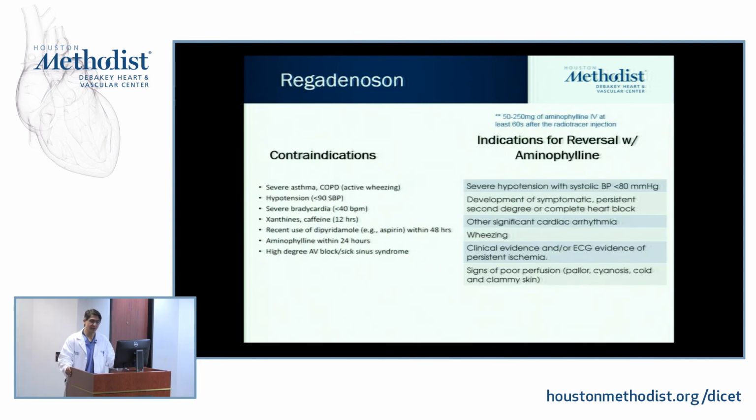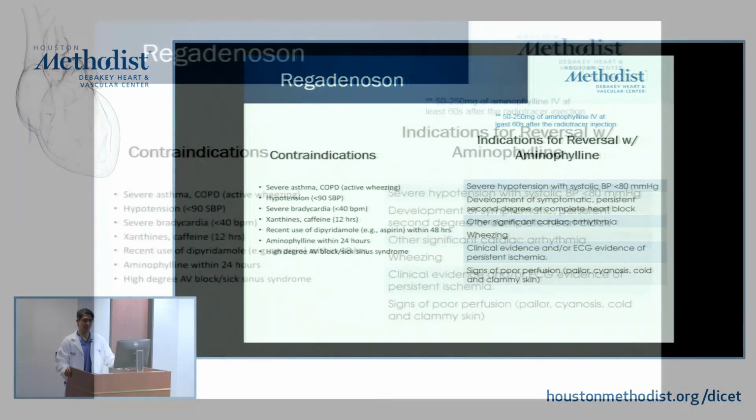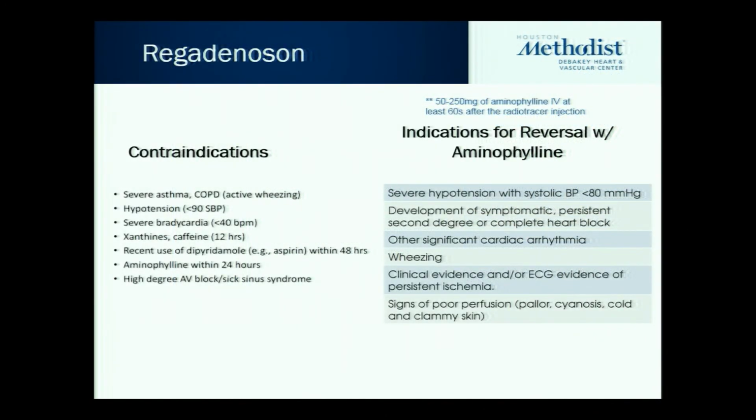Now, what are some contraindications to regadenoson? We hit on a lot of these. Patients who are actively wheezing, advanced COPD, asthma, on steroids, actively on oxygen. If they're already hypotensive, remember you will get some drop in blood pressure. Caffeine within 12 hours, dipyridamole within 48 hours, and any high degree AV block.